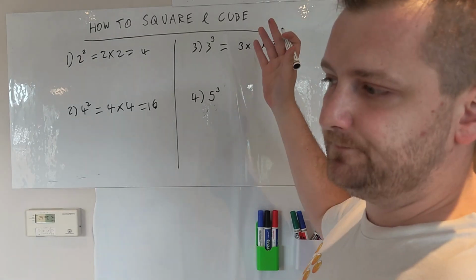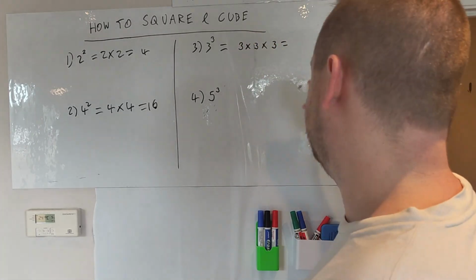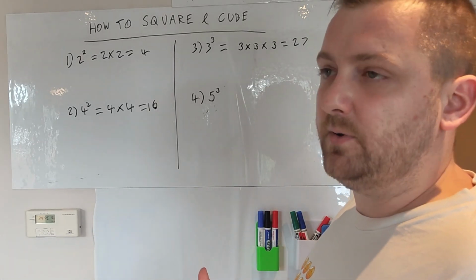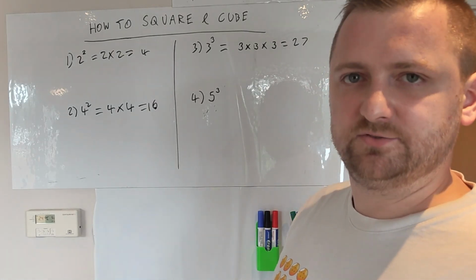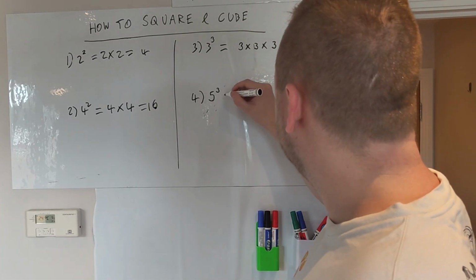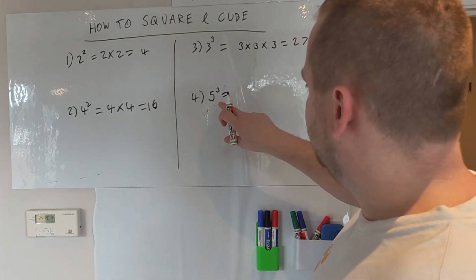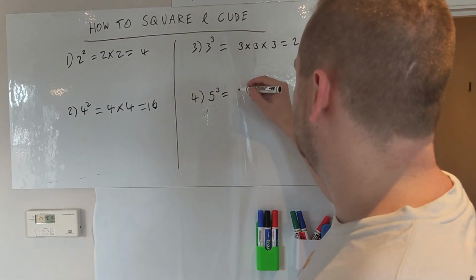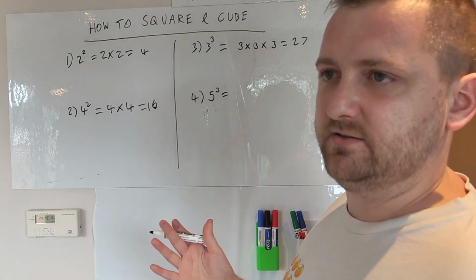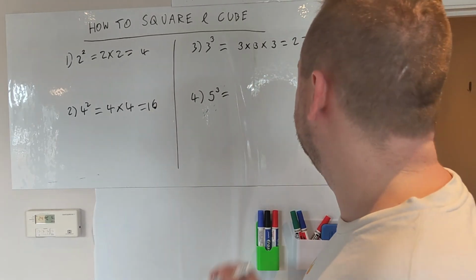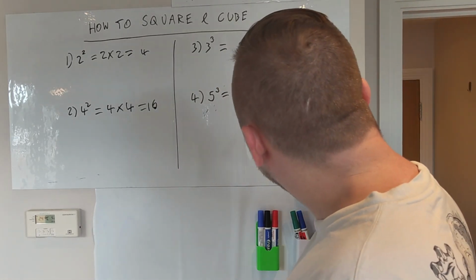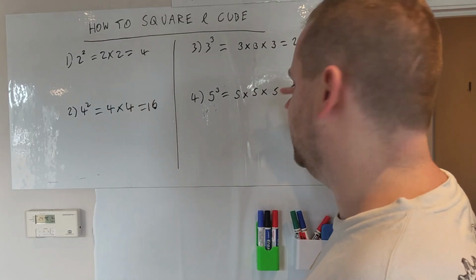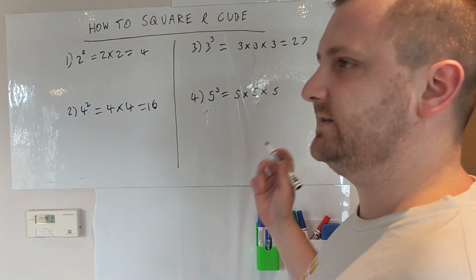So 3 times 3 is 9, times 3 again is 27. So that's it. That's the hardest part, the timesing. You just times it by itself 3 times. Same for 5 cubed. You can pause the video if you want, but you just have it to the power of 3, so you times it by itself 3 times. It's equal to 5 times 5 times 5, which is 25 times 5, which is 125.